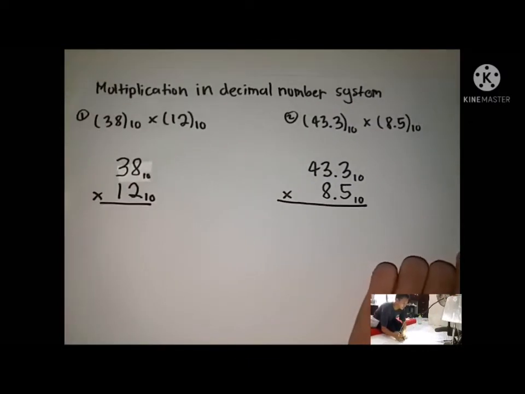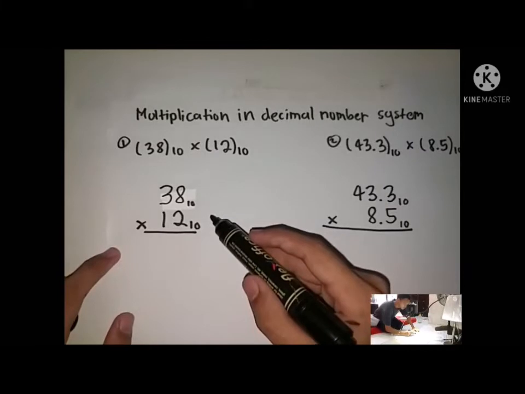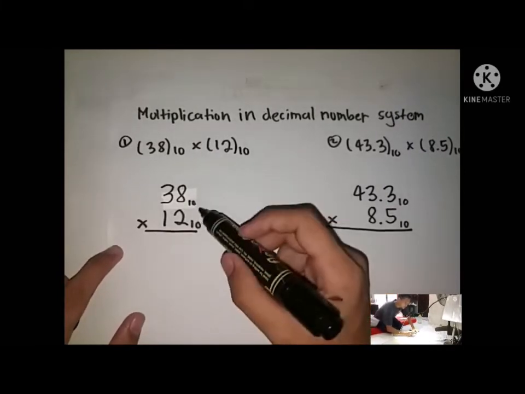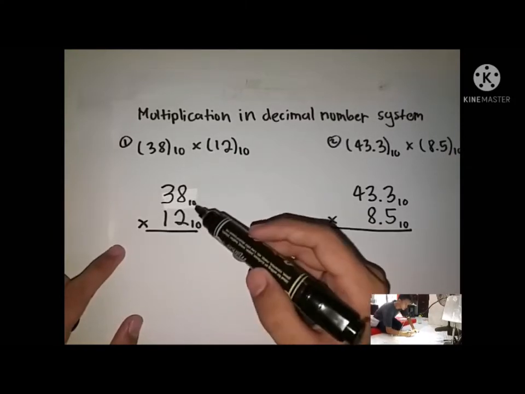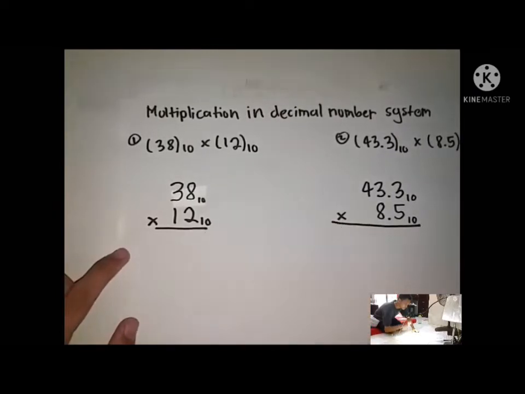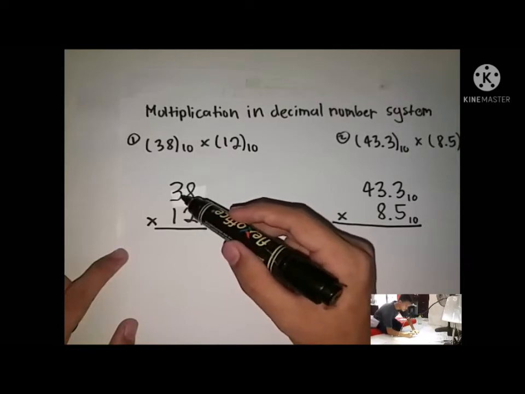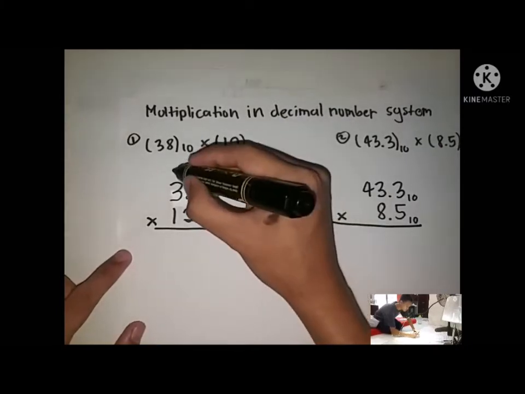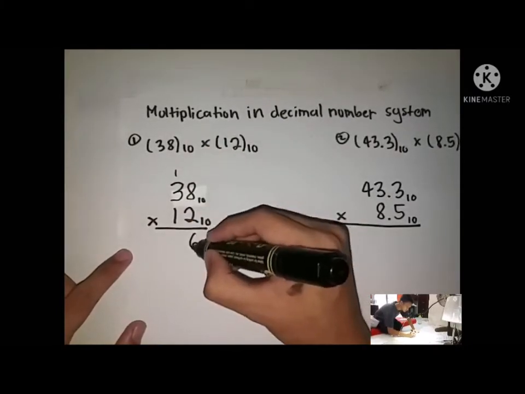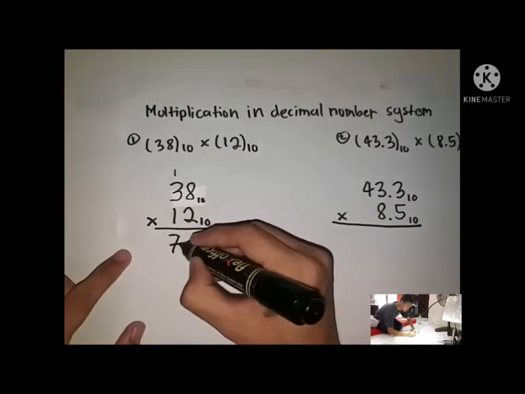So let's proceed to multiplication in the decimal number system. We have an example here: 38 times 12. First thing we need to do is multiply 2 by 8 and 2 by 3. So first we multiply 8 by 2. It gives us 16. So 2 times 3, 6 plus 1, 7.